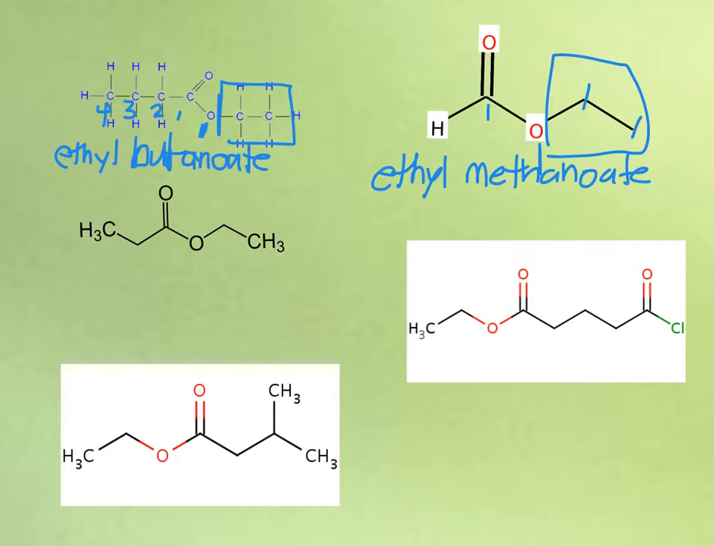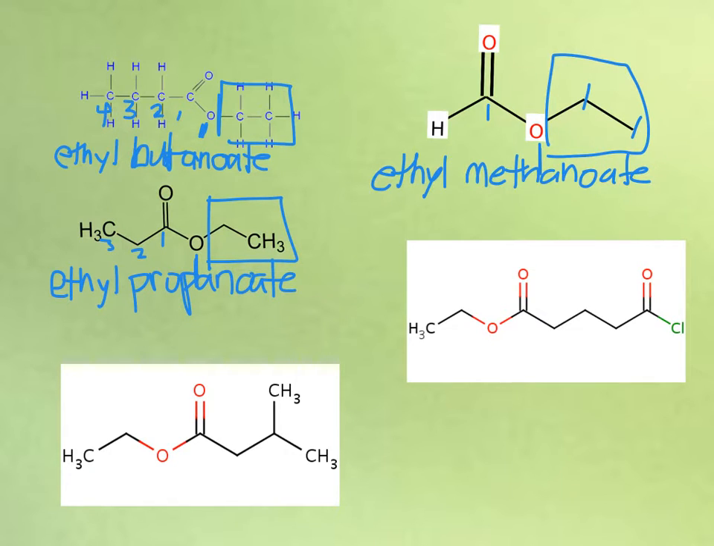All right. Moving on to the third one. We have our oxygen. So we're naming this portion, and it's a 2-carbon group. So that again is ethyl. And now we have 1, 2, 3. So that is propane, but it becomes propanoate. So ethyl propanoate.